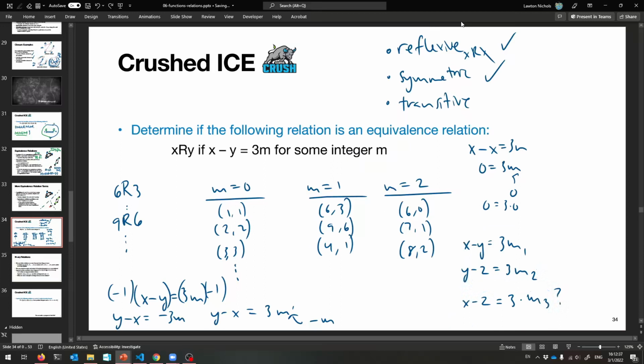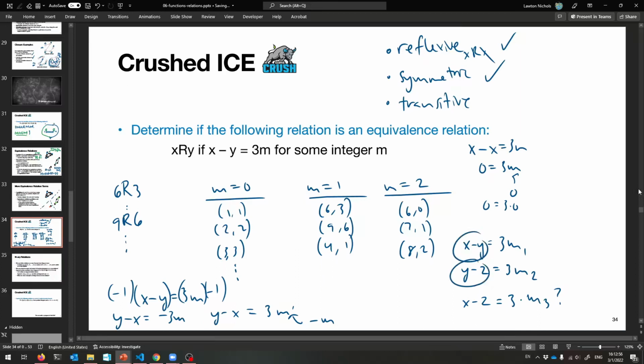So, if I know this and then I know this, how can I get the third thing? I guess you can solve for one in terms of the other. I think I can add both of these equations, actually. Let's add both of these sides of the equations to each other.